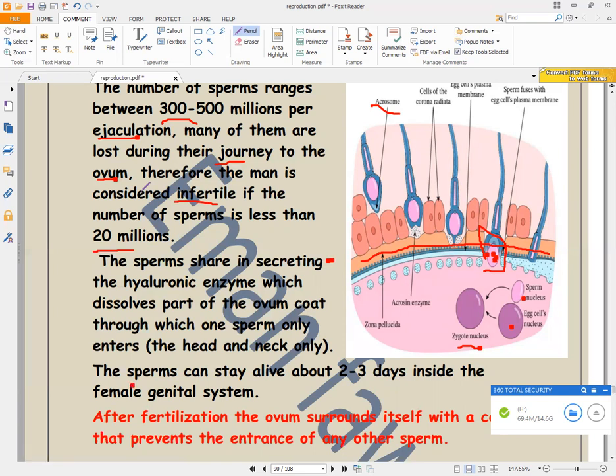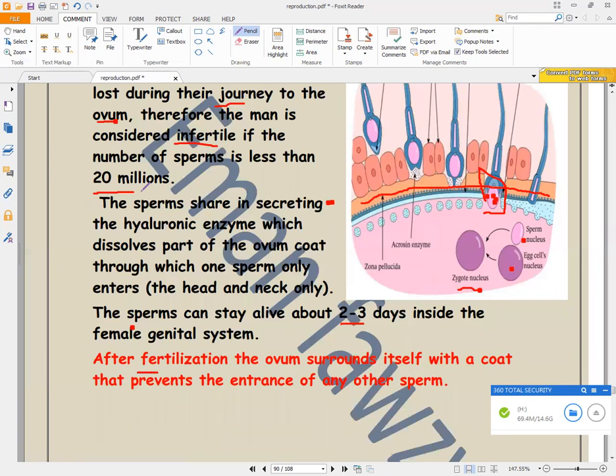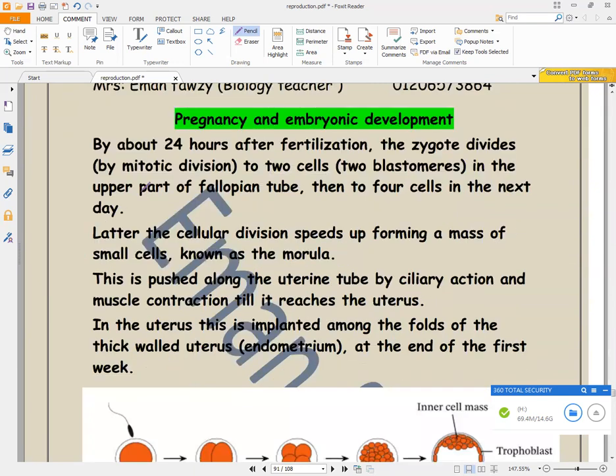Okay, the sperm can stay alive for about 2 to 3 days inside the female genital system. And after fertilization, the ovum surrounds itself with a coat, okay, to prevent the entrance of any other sperm into it, okay. After that, we will talk about the pregnancy and the embryonic development.